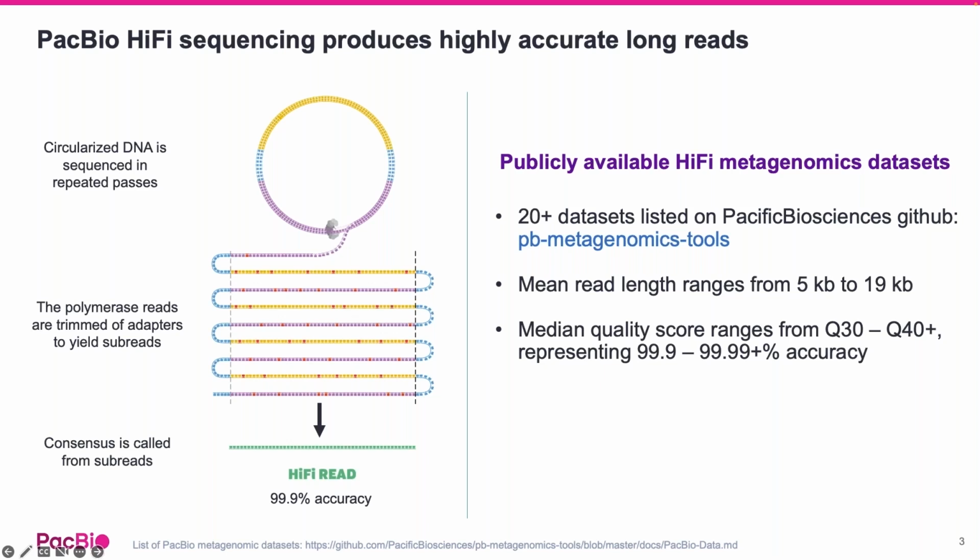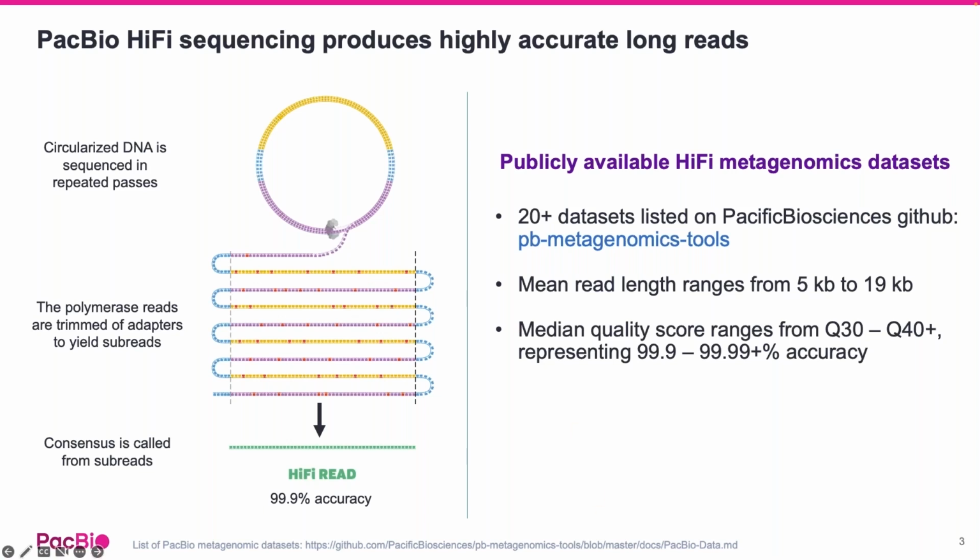This allows for building consensus from multiple passes on a SMRTbell insert template, which leads to the 99.9% and greater accuracy of the HiFi reads. And the sequencing errors here are indicated as these red dots. They are random, and therefore they'll be washed out by increasing the number of passes around the SMRTbell template.